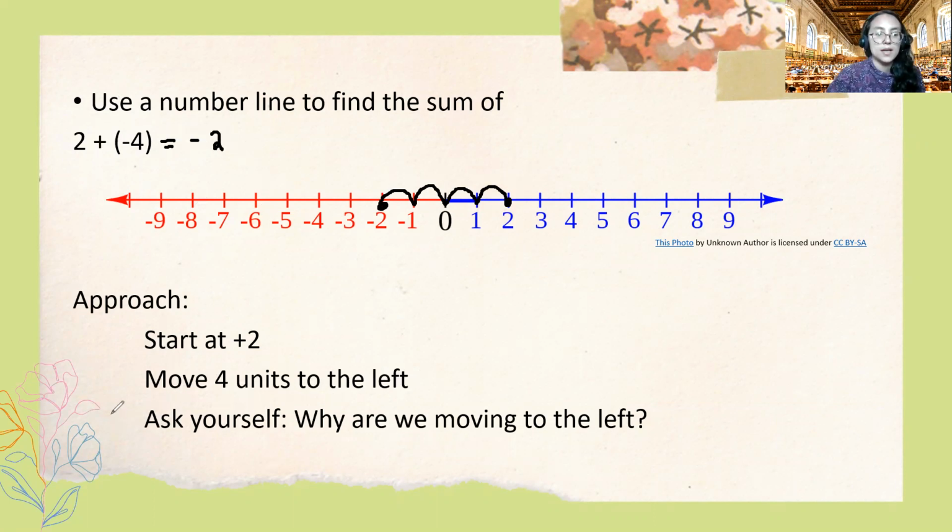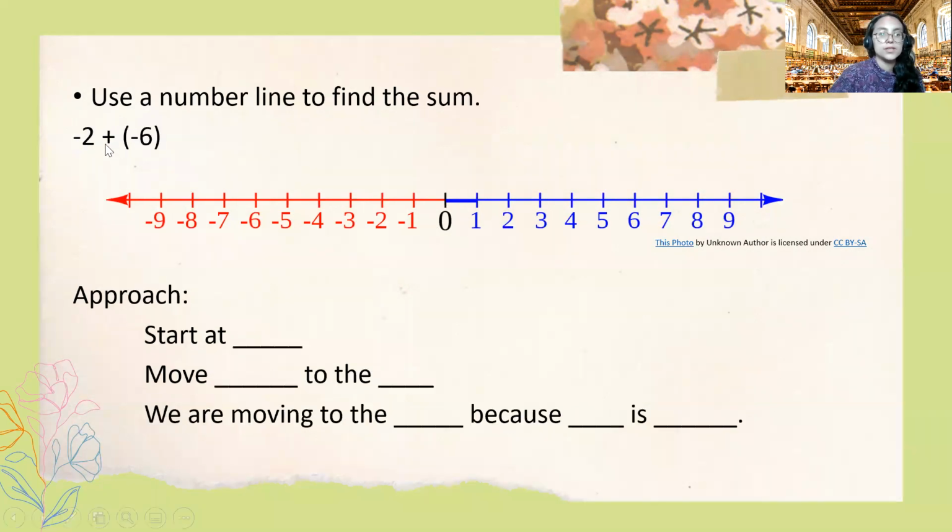Again, this would be a really good study question. Maybe you can ask your friends, hey, when we add on the number line, why do we move to the left when we add negative numbers? It could be a good conversation starter, I think. Okay, so let's go ahead and move on to the next example.